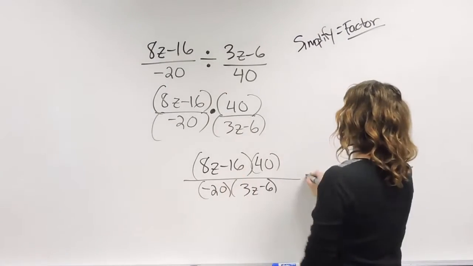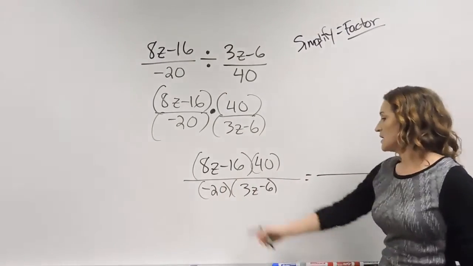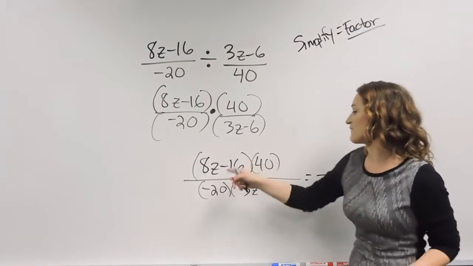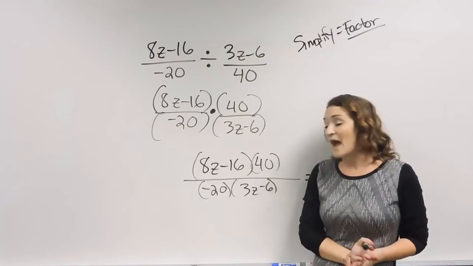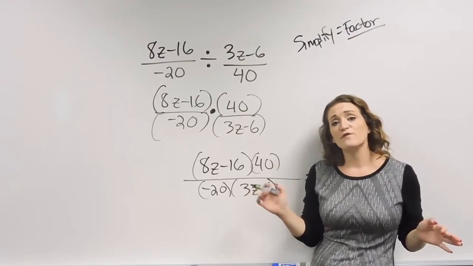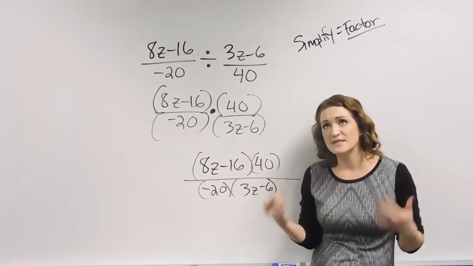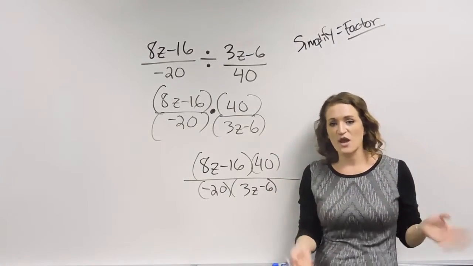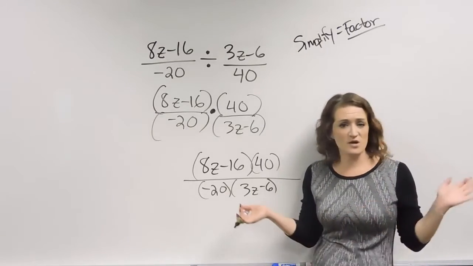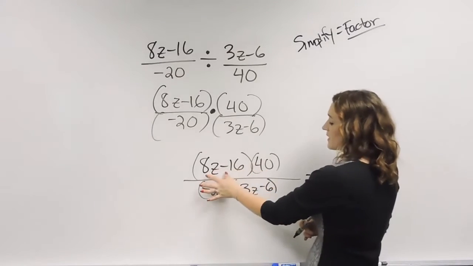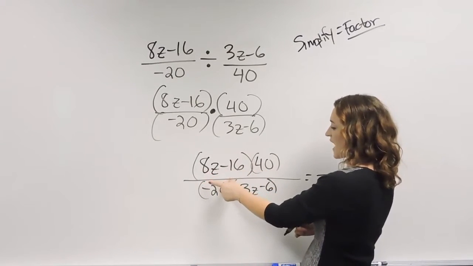So let's start with what we have here in the numerator. Here in the numerator, I have 8z minus 16. So I have this binomial here. Now, regardless of what kind of factoring technique you have, the first check that you should always think of is: is there a greatest common factor? That should be at the top of the list regardless of what factoring technique you're using. So I need to start by looking, hey, do I have a greatest common factor here?